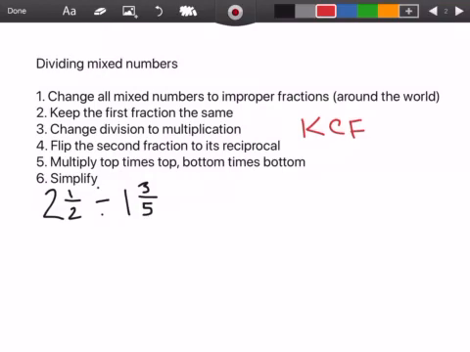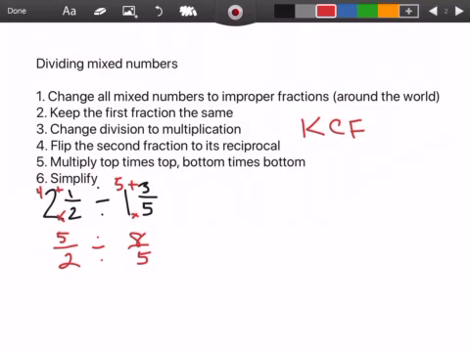Okay, so we're going to go around the world first. 2 times 2 is 4. 4 plus 1 is 5/2. I'm keeping my division sign right now because my focus is on changing the mixed numbers to improper fractions. 5 times 1 is 5. 5 plus 3 is 8/5.